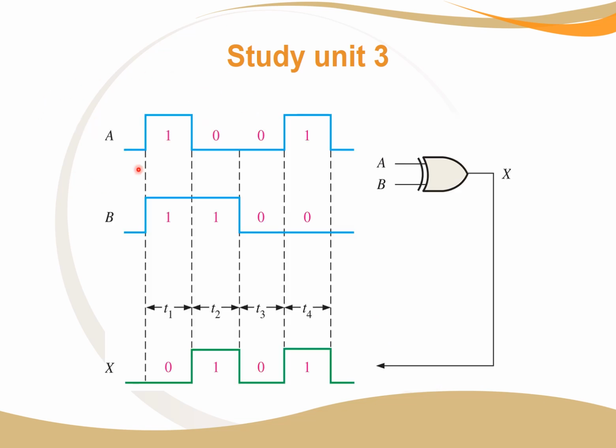And here we have a timing diagram for the exclusive OR gate, which looks like this. Remember this? And so you have a 1 and a 1, both are highs, they're the same, so that's a low. You have a 0 and a 1, they're different, so that means a high. You have a 0 and a 0, they're the same, so that's a low for the exclusive OR gate.